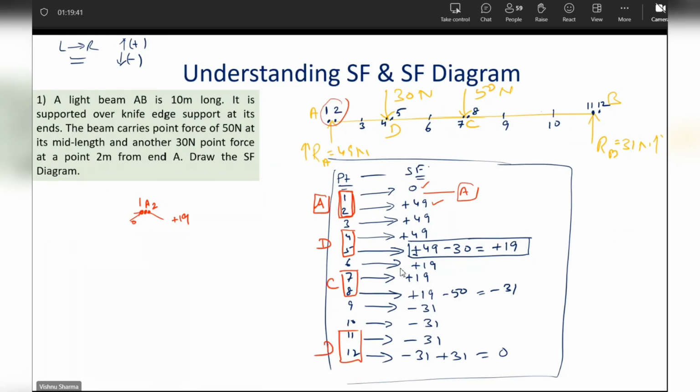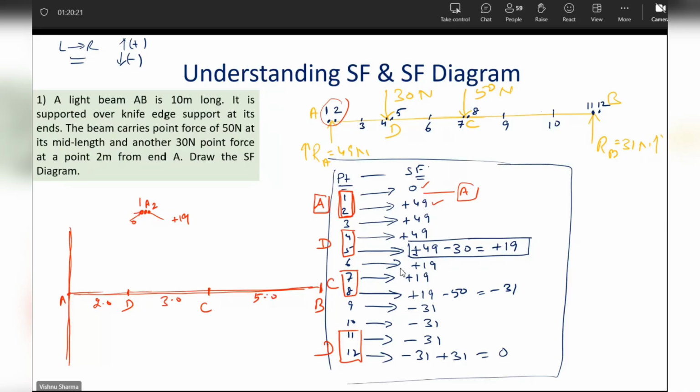Now, if I plot these shearing force values on a diagram in which on the x-axis I take the length of the beam. So this is the beam on the x-axis, guys. I have point A, then point D 2 meters from end A. 3 meters from here, I have point C. And 5 meters from here, I have point B. So this is 2, this is 3, this is 5.